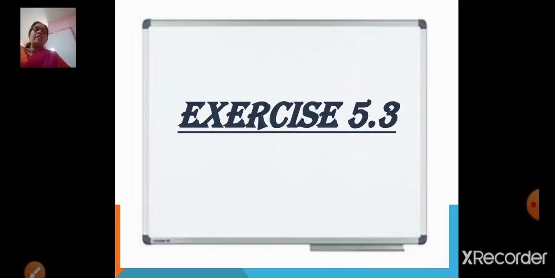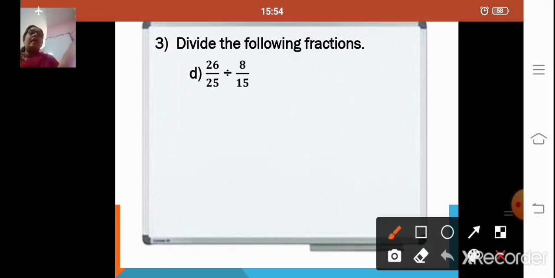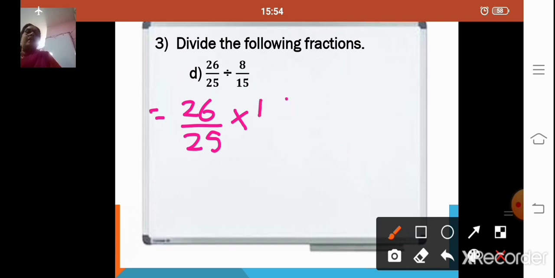Let us continue with our exercise 5.3. Again you have to do this in your notebook. Now divide the following fractions. D sum we will be taking. 26 upon 25 divided by 8 upon 15. So I'll divide this. Okay. 26 upon 25. First change the division sign into multiplication. When I write the reciprocal of the second fraction, that is 15 upon 8.